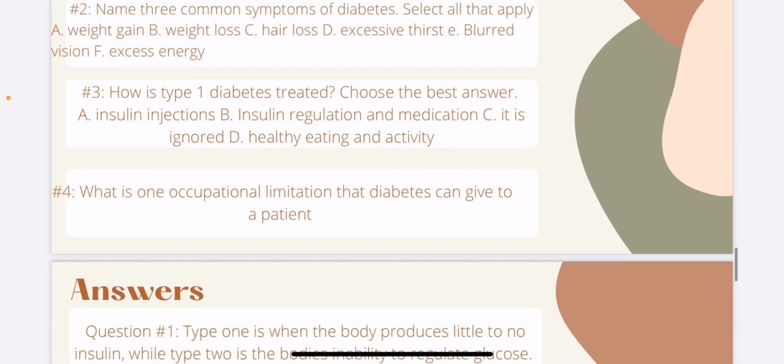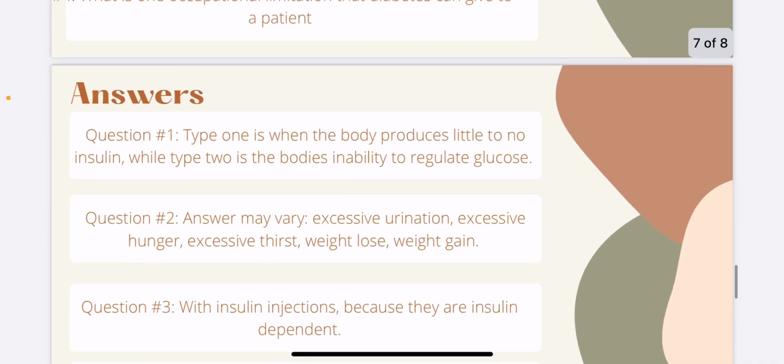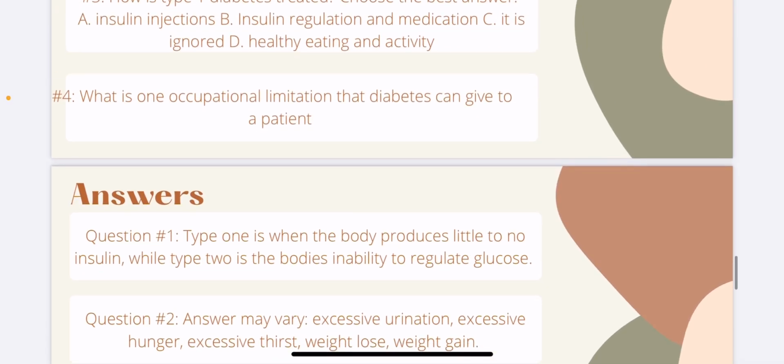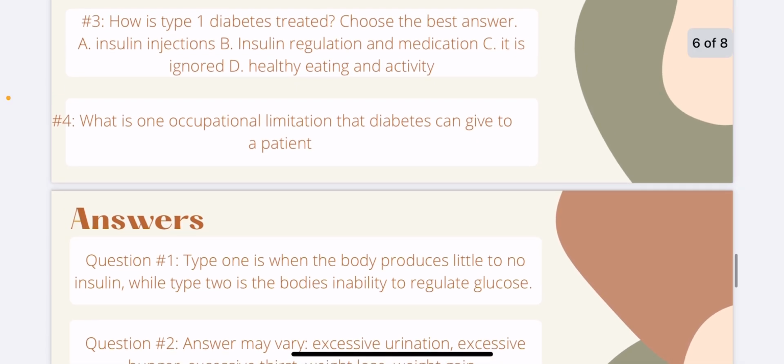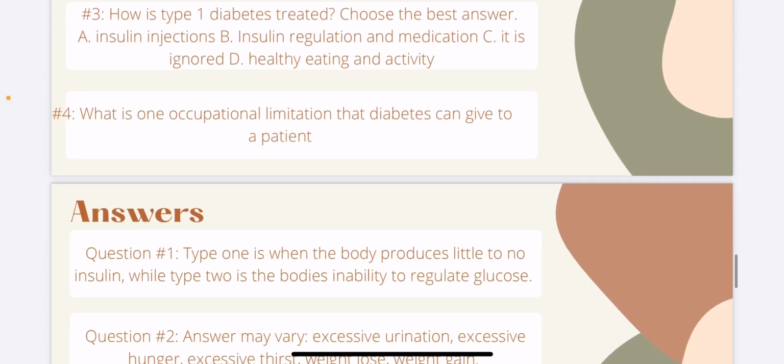Alright, sorry about that. Little tangent. So number 4 is going to be, what is one occupational limitation that diabetes can give to a patient? And number 4 is, answers may vary. There are many different limitations of occupations that diabetes can sadly provide for patients.